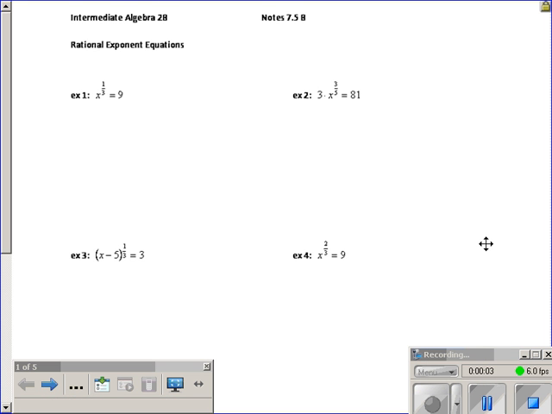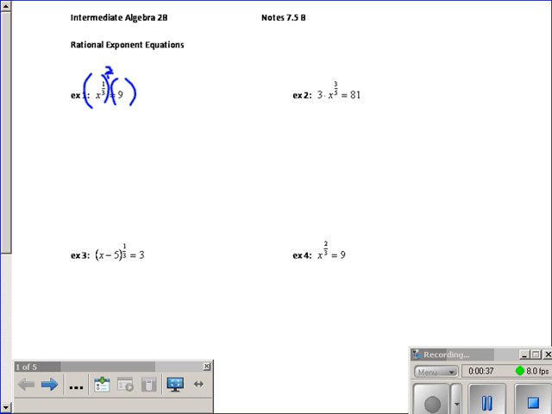Okay, section 7.5b, we're continuing to solve radical equations, and this time we have rational exponent equations. So you can see a variable raised to an exponent, which in this case happens to be a fraction. So to solve these, you are going to raise it to the power that is the reciprocal of the fraction you see. So for 1/3, the reciprocal of that would be 3 over 1.